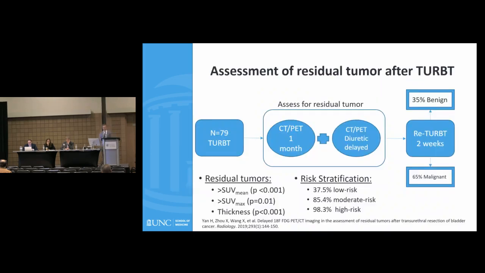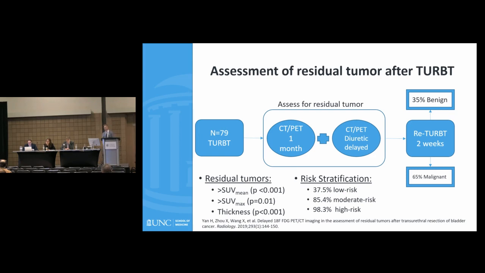So this is an interesting prospective study to actually assess this, and Yan and colleagues looked at 79 patients with bladder cancer who got the standard FDG PET, and they got a PET with a delayed diuretic to enhance assessment of the bladder itself. This was all done within 30 days of their original TURBT, and then after their PET, within 2 weeks, they got a repeat TURBT to see what the residual disease was.